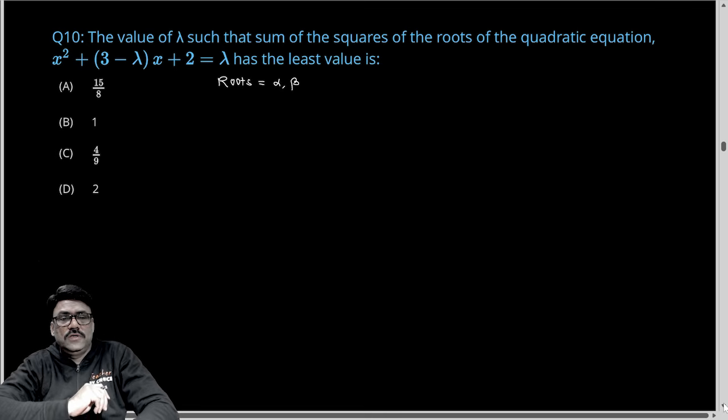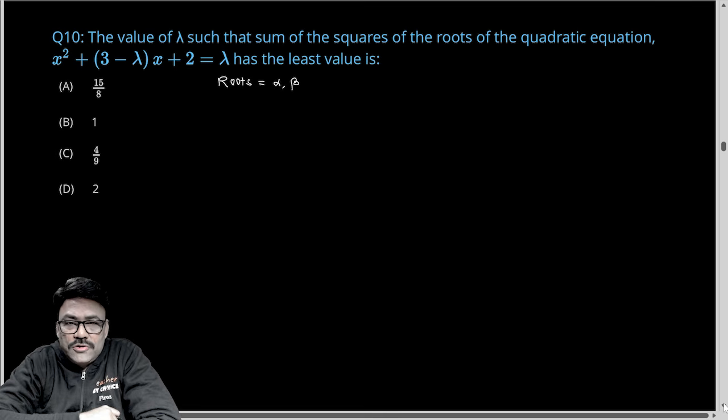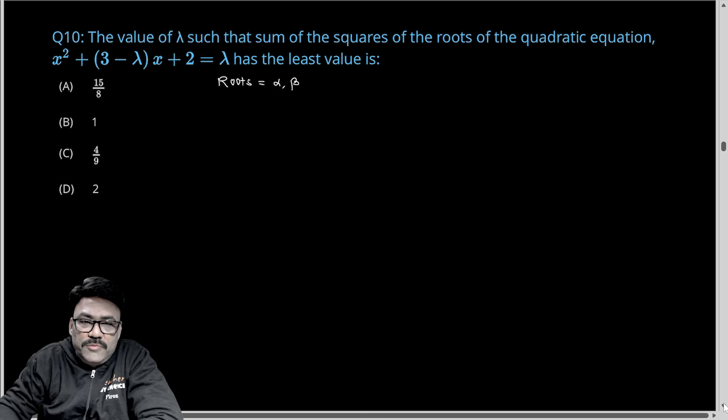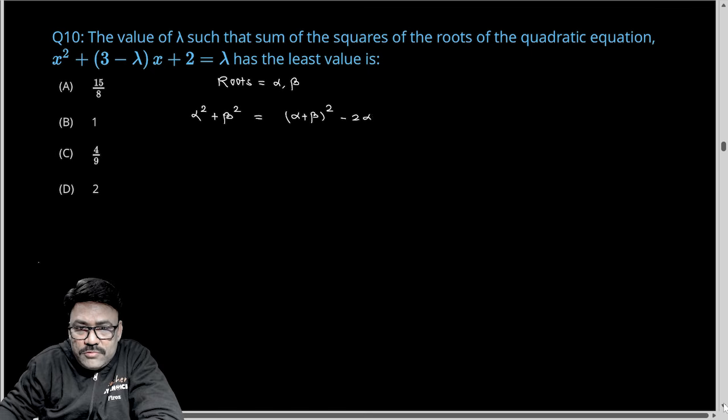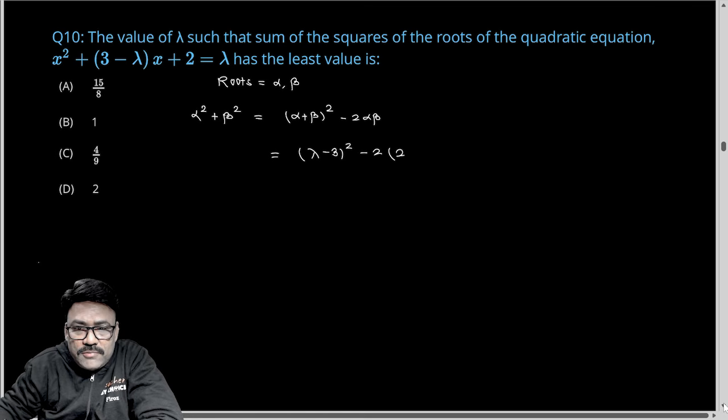So what they are saying is sum of squares of the roots should be minimum. Means alpha square plus beta square should be minimum. So let's find alpha square plus beta square. Alpha square plus beta square can be written as alpha plus beta whole square minus 2 alpha beta. And alpha plus beta is sum of roots, which is lambda minus 3. So it is lambda minus 3 whole square. Alpha beta is product of roots, which is 2 minus lambda. You can easily check sum of roots is lambda minus 3, product of roots is 2 minus lambda.